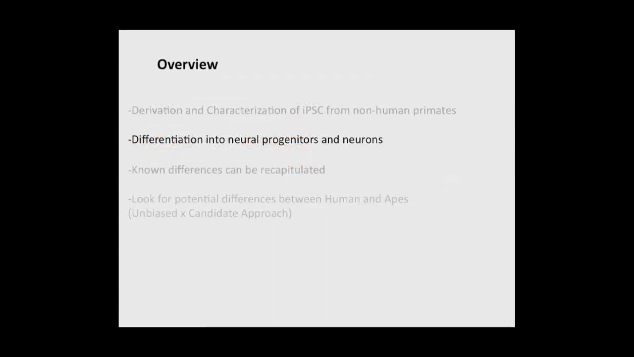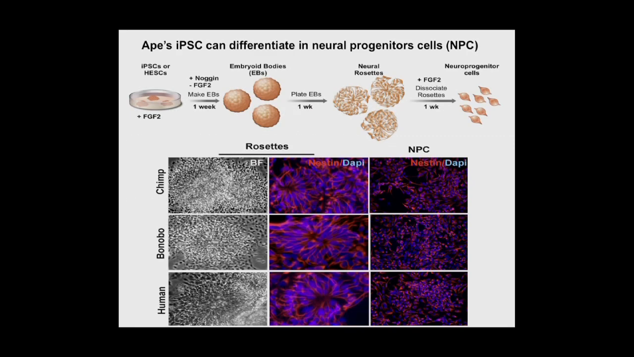Next, we have developed over time conditions using specific factors that allow us to differentiate the embryoid bodies into neural rosettes, which are a precursor, almost like taking on the structure of a nerve cord. And those can be dissociated then and differentiated over a period of time into neural progenitor cells, which are DAPI positive, SOX2 positive, and they proliferate as basically neural stem cells. And at this stage, we're not finding any differences between our subjects.